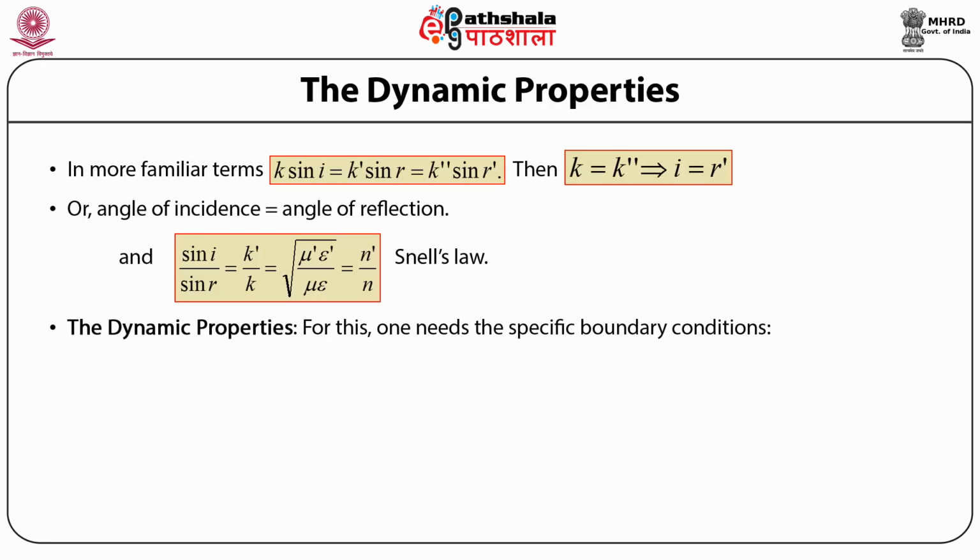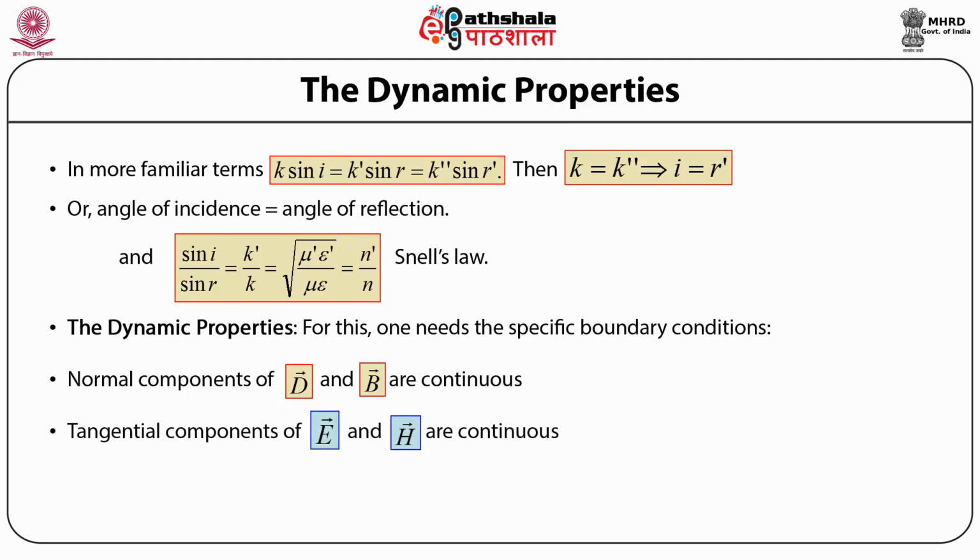Dynamical properties. Now let us come on to the dynamical properties of this system which contains two media. For determining the dynamical properties, one needs the specific boundary conditions, which are that the normal components of the electric displacement vector and the magnetic field induction vector are continuous, while the tangential components of the electric field vector and the magnetic field vector are continuous.